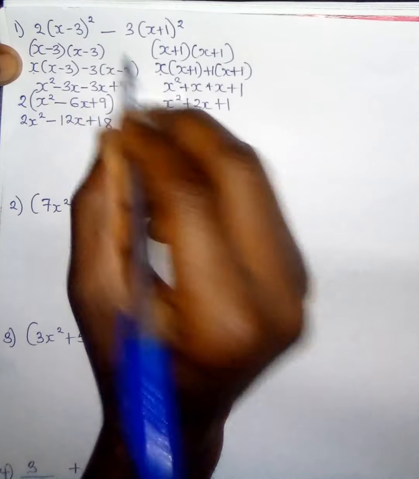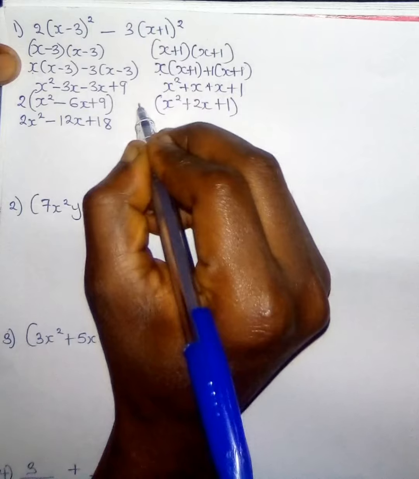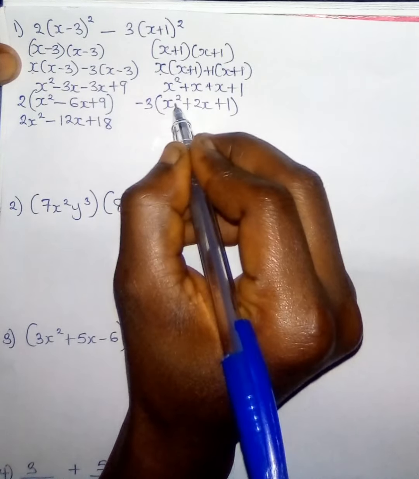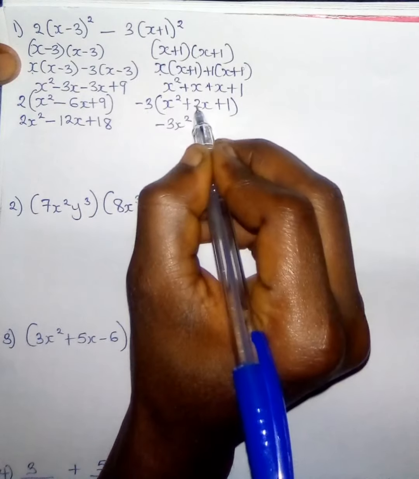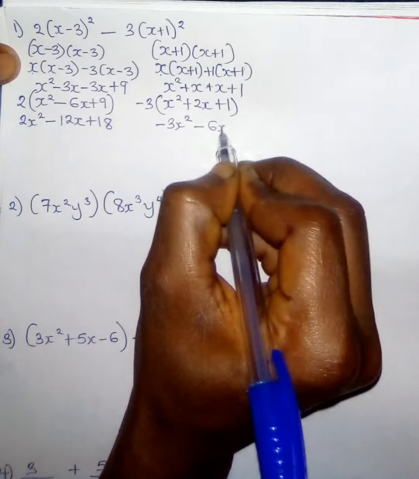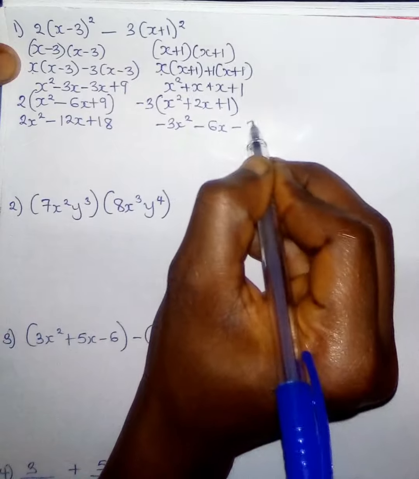Remember there is a negative 3 outside, so this is being multiplied by a negative 3. Now if we expand this further, negative 3 times x squared will give us negative 3x squared. Negative 3 times plus 2x will give us negative 6x. And negative 3 times plus 1 will give us a negative 3.